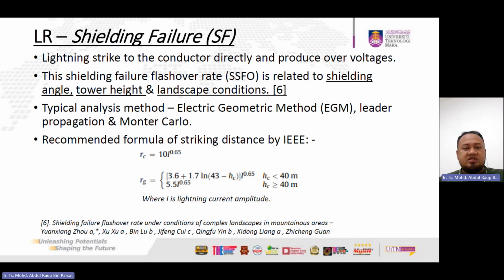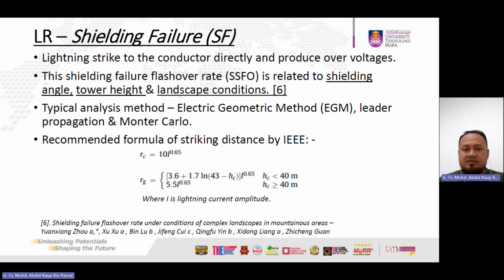Okay, we move to the shielding failure, or SF. It is simple: lightning strikes the conductor directly and produces overvoltage. The shielding failure flashover rate, SFFO, is related to the shielding angle, tower height, and also the landscape condition. So the SFFO is related to three important parameters. The first is the shielding angle, the second is the tower height and the landscape condition of the transmission line, and the third one is the typical analysis method. This is what I found during the literature review.